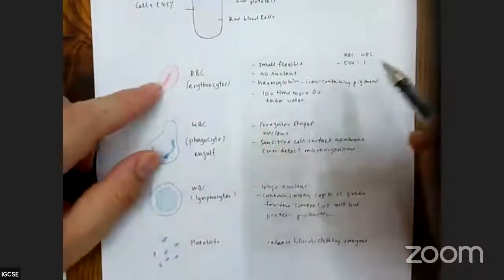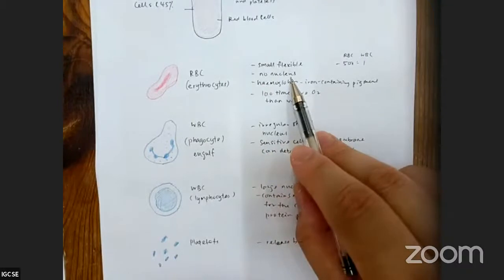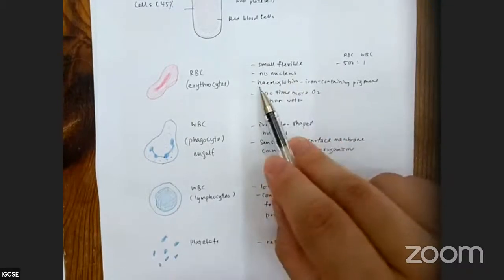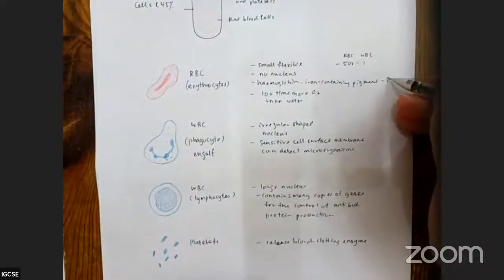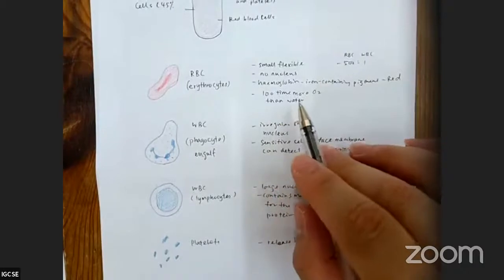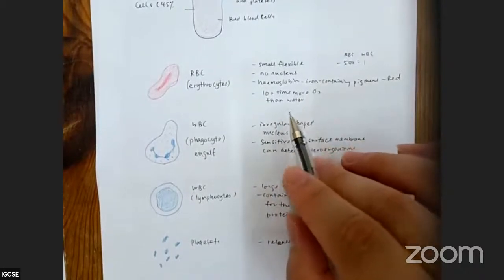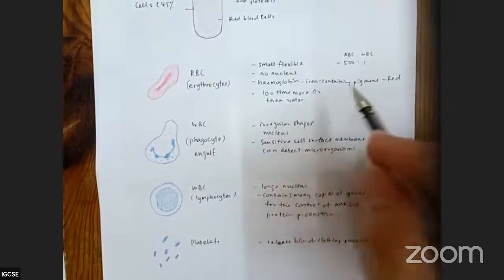So the red blood cell is small and flexible and has no nucleus. The hemoglobin is an iron-containing pigment which is red in color, and it can carry, with the same amount of volume of the blood, 100 times more oxygen than water.